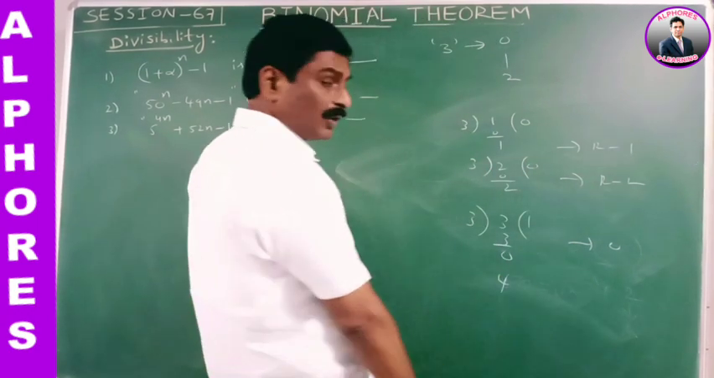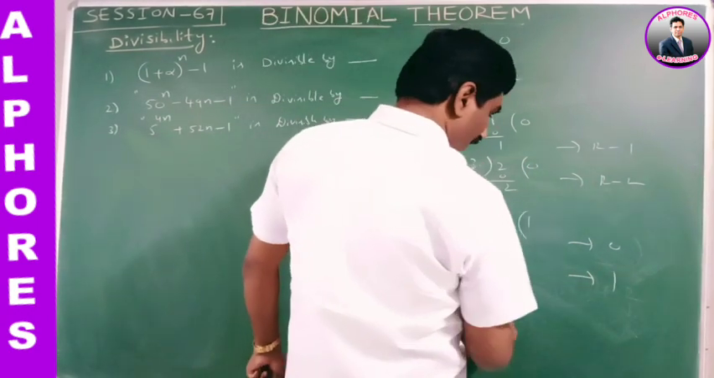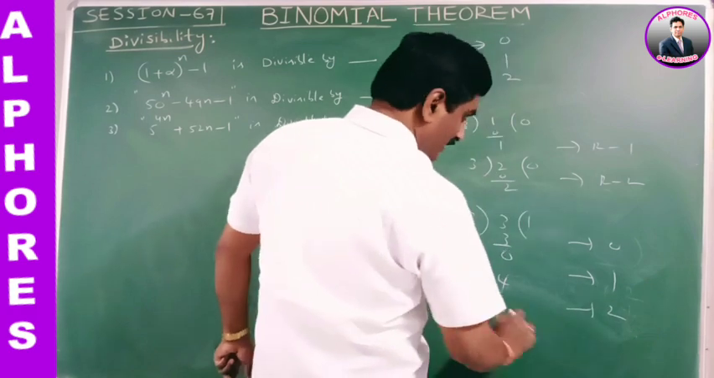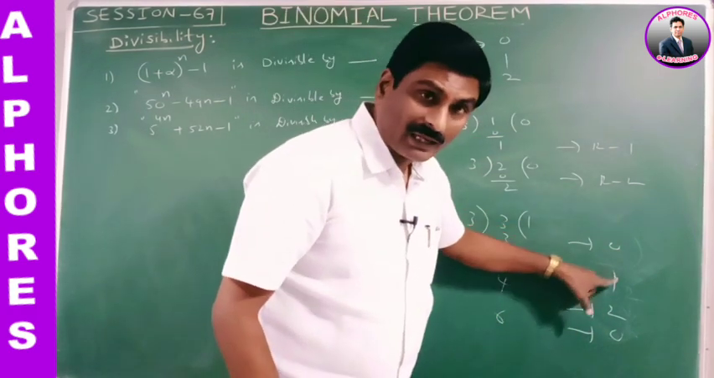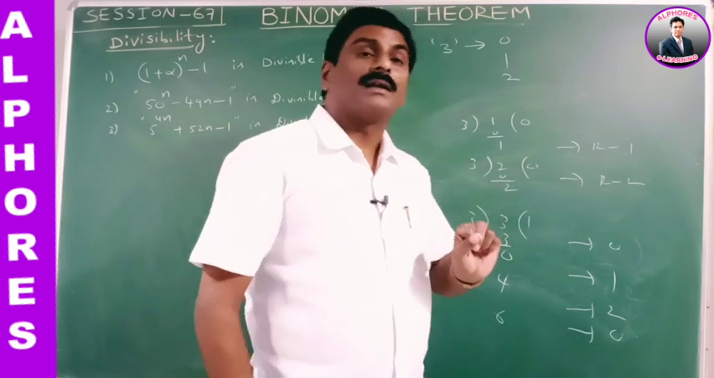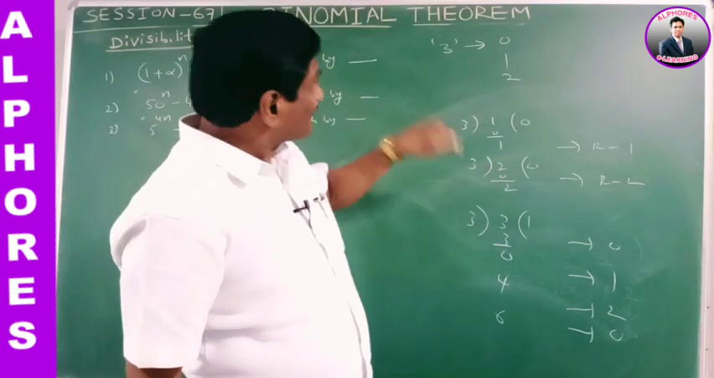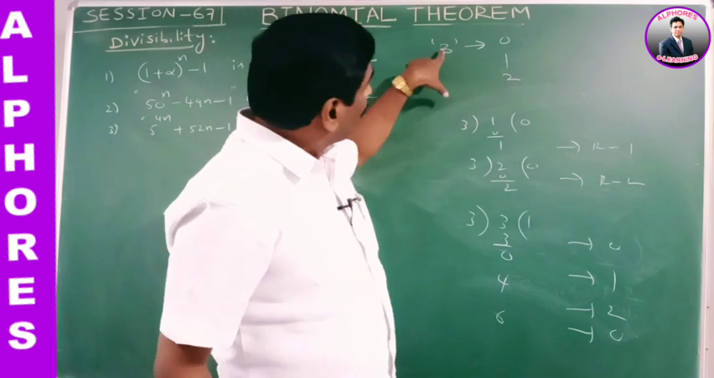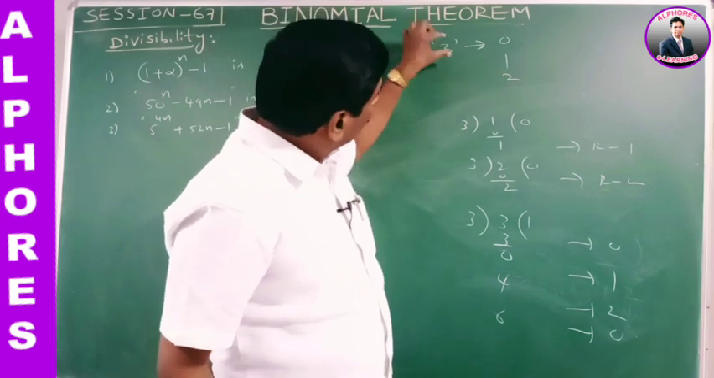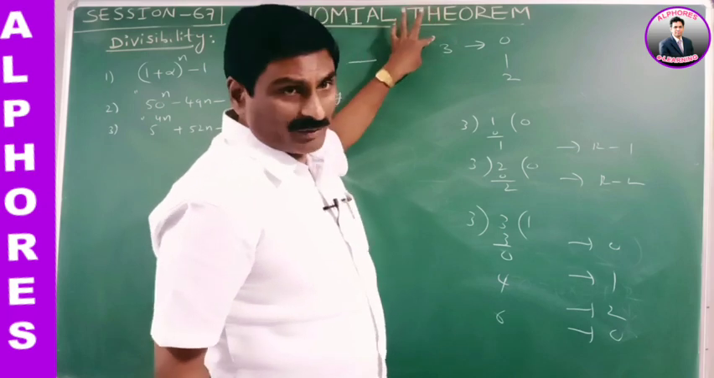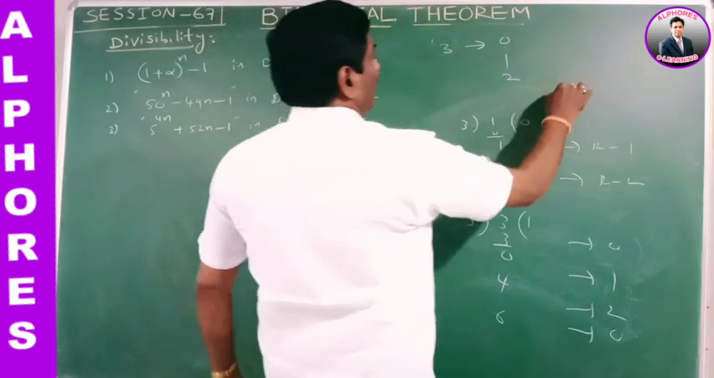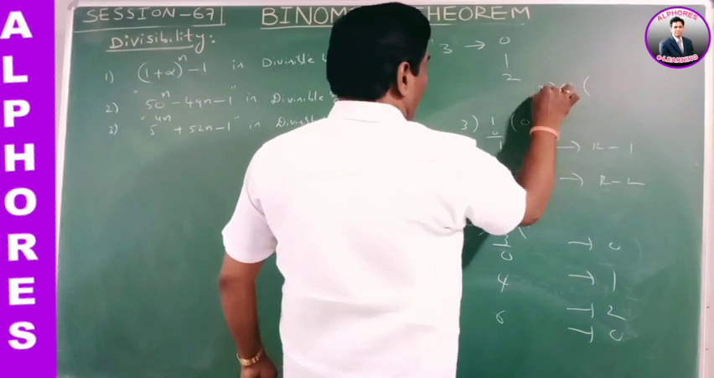Next, divide 4 by 3. What is the remainder? 1. Next, 5 divided by 3. Remainder is 2. 6 divided by 3, remainder 0. The remainders are 0, 1, 2, and then 0, 1, 2 are repeated. That means the remainder is always less than the divisor, that is, the number by which we divide, and the quotient is the divisible value. The number n is divided by 3. Then the remainder is less than 3.